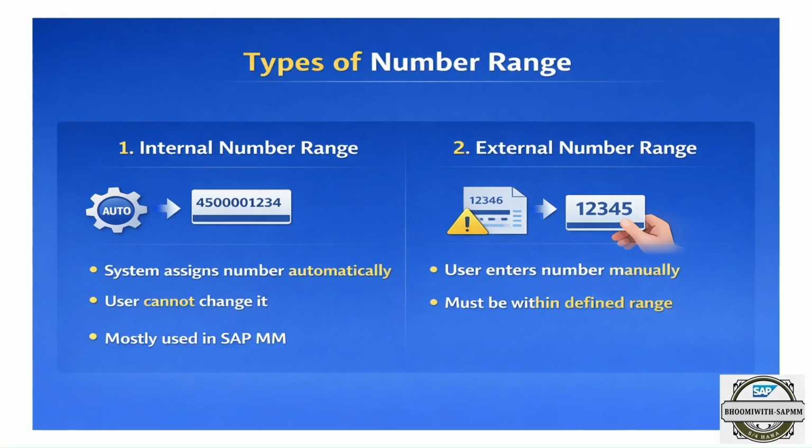The second type is external number range. Here the user enters the number manually while creating a document. However, the number must be within the defined number range. Otherwise, the system will not accept it. So, interval number range is system controlled and external number range is user controlled within limits.